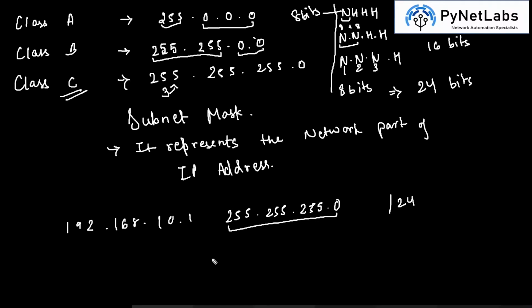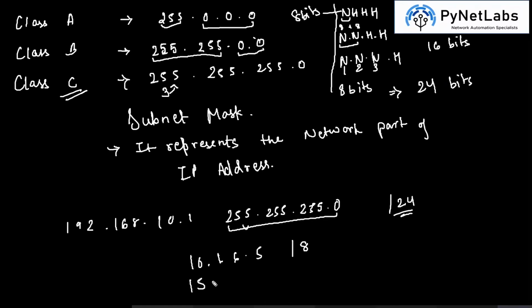So instead of writing the whole thing, you can simply put a slash, then 24, and you don't have to write this after that. So with an IP address of 10.1.6.5, I will not write 255.0.0.0. Instead, I will just put a slash and write 8. So this 8 represents the network part of the IP address.